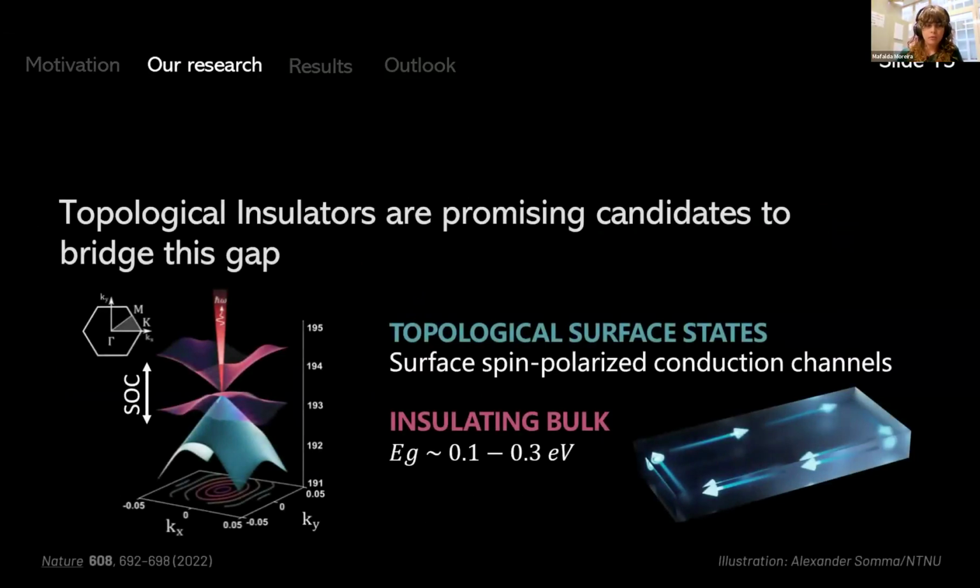For those of you who don't know, topological insulators are materials that have high spin orbit coupling, and because of this, they exhibit a unique band structure. So in the bulk, they are insulating or semiconducting. They have an opened band gap, but they also exhibit these surface spin polarized conduction channels on the surface of the material, which can be described by a Dirac cone of states.